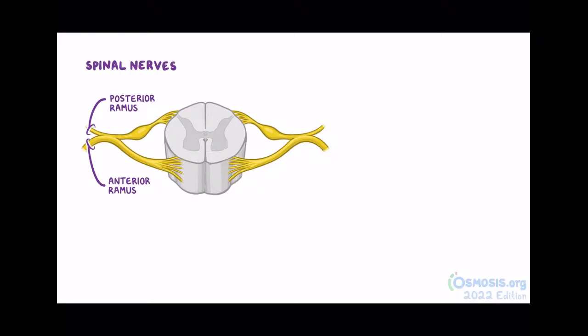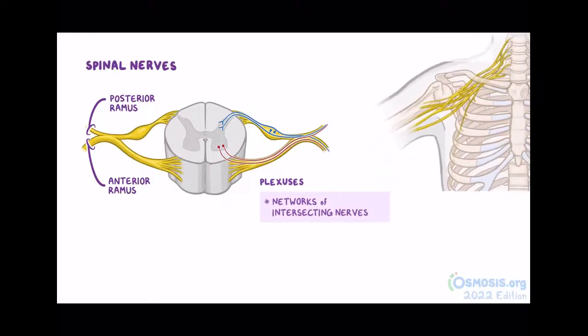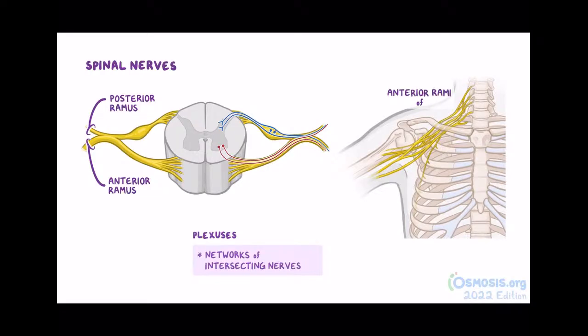Because both the anterior and posterior rami are branches of mixed spinal nerves, they carry both sensory and motor fibers. These rami, particularly the anterior rami, tend to join and rebranch in complex ways as they continue distally from the spinal cord, forming other nerves and networks of intersecting nerves called plexuses. For example, the anterior rami of spinal nerves C5 through T1 join to form a number of nerves that make up the brachial plexus, which gives branches that supply the muscles and skin of the upper limbs.